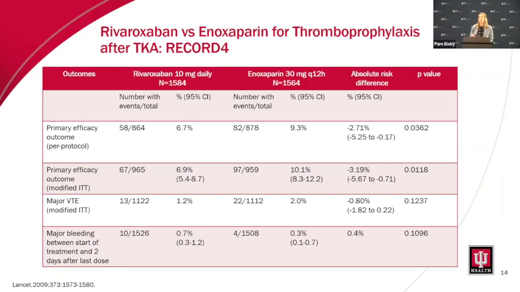Because there was the difference, the investigators did an additional modified intention to treat analysis on the primary efficacy outcome, and again maintained statistical significance when looking at the primary outcome. With major bleeding, you can see that the rates were very low, with 0.7% of patients in the Rivaroxaban group versus 0.3% of patients in the Enoxaparin group, and this was not different between the two groups.